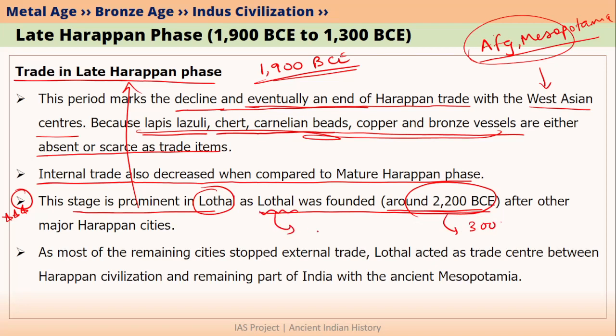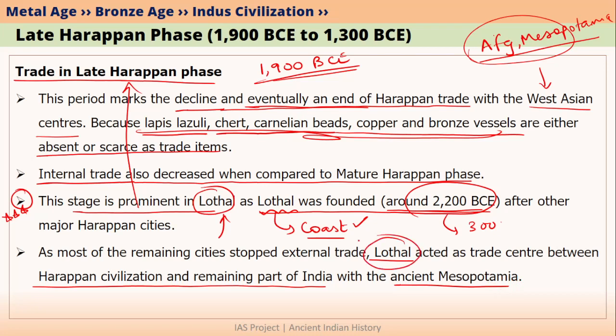Moreover, Lothal was also having access to sea coast. Coastal trade could also be done from Lothal. So all these reasons are important because Lothal was prominent during late Harappan phase, unlike Harappa, Mohenjo-daro, Rakhigarhi and all these cities. Moreover, most of the cities were not doing trade with Mesopotamia and Afghanistan. That is why Lothal basically acted as a trade center between Harappan civilization and remaining part of India on one side and ancient Mesopotamia, Afghanistan, Iran and other regions on other side. That is why trade was surviving in Lothal even during late Harappan phase.